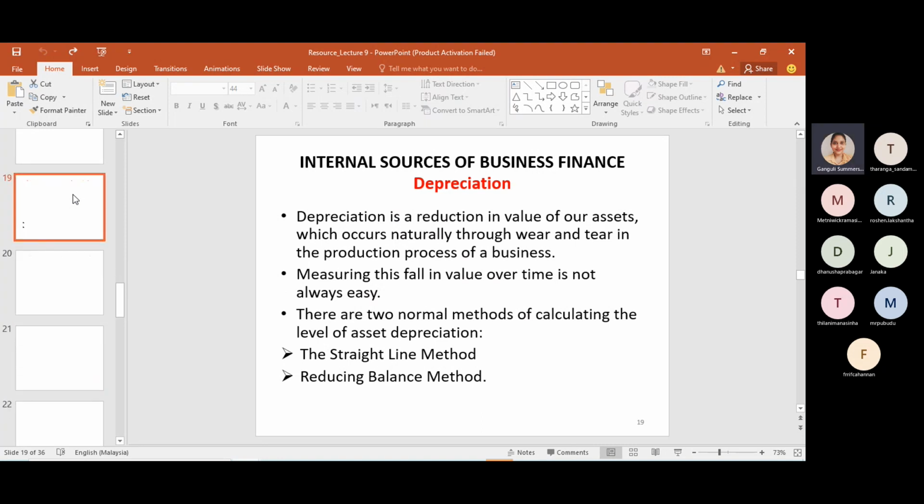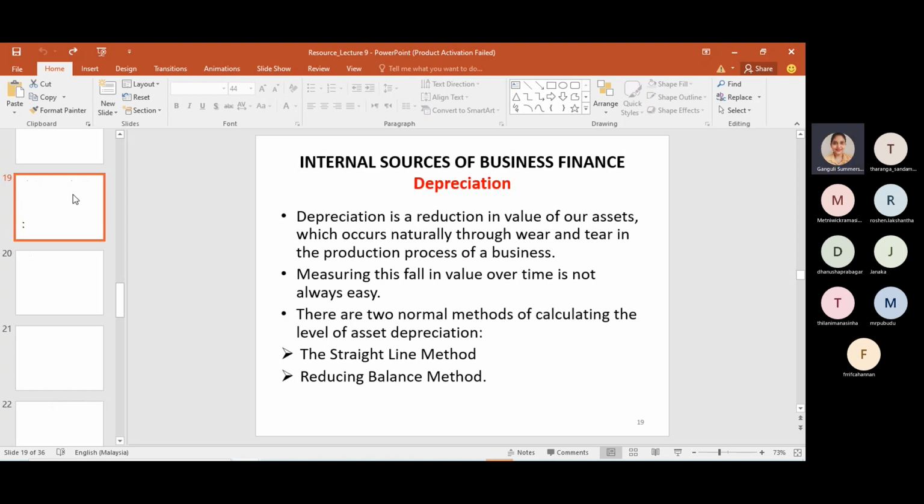Depreciation means the reduction in value of our assets. The value of a certain thing will decrease with time, right? This is called depreciation. For example, let's say you buy a machine for your company, and the cost of this machine was 10 lakhs of rupees.